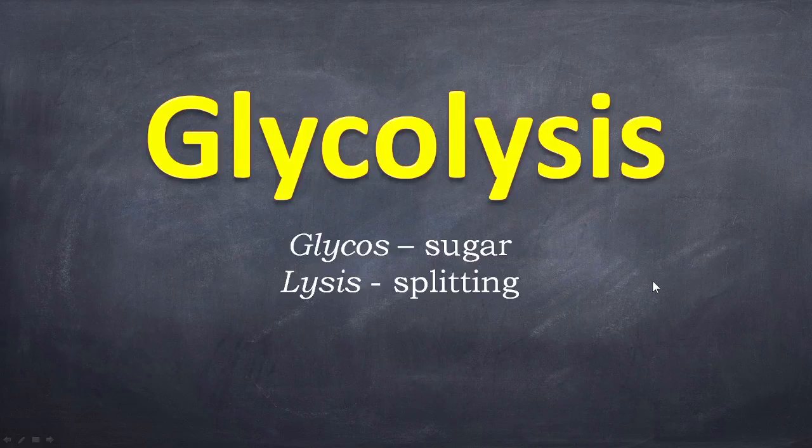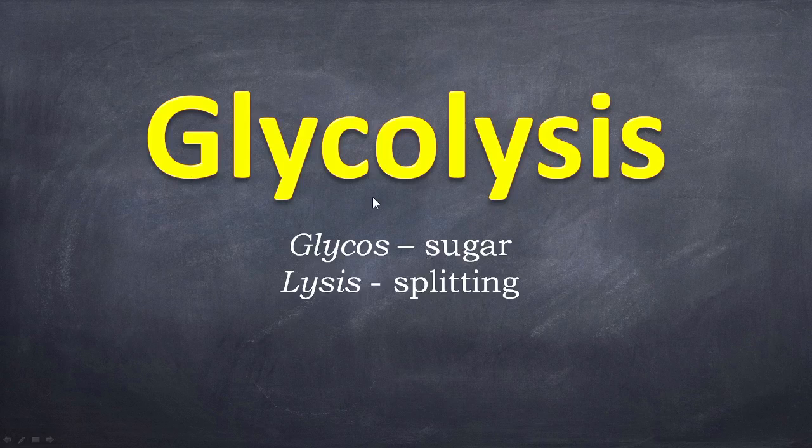In this video on chapter 14, respiration in plants, let us discuss glycolysis. Right, so glycolysis means splitting of sugar. As a term, it is derived from two Greek words, glykos and lysis. Glykos means sugar, lysis means splitting. So glycolysis means splitting of sugar.